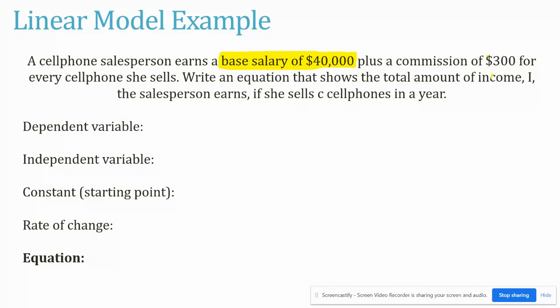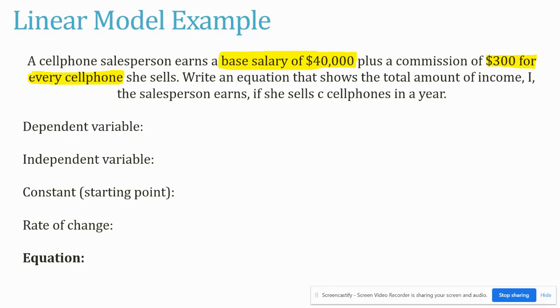Okay, plus a commission of $300 for every cell phone she sells. So it's $300 per cell phone. Just to shed some light on what a commission is, say she sells a $1,000 phone, she's going to get $300 from that. Commission is a percentage that you can get from each sale. So in sales, a lot of people work off commissions. Okay, but that's not every job. This person does. So $300 for every cell phone that she sells.